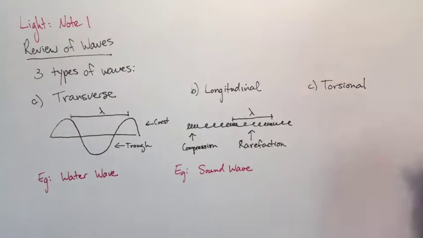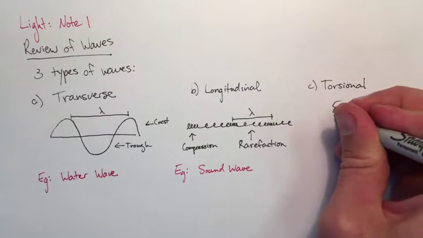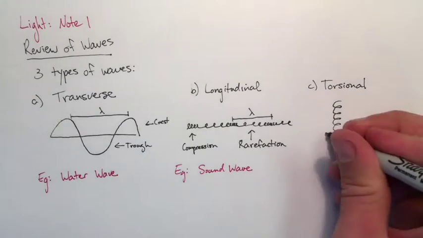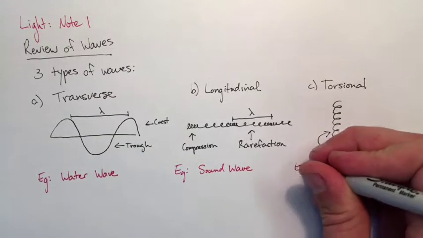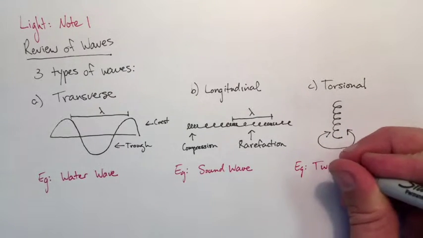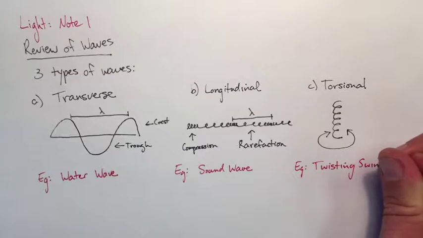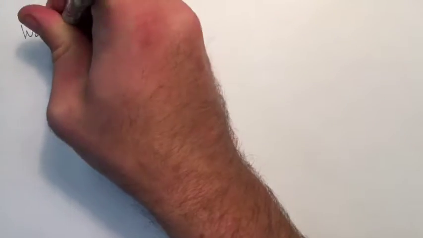The third type of wave that we would review is a torsional wave, and that's where we have some sort of twisting around the rest axis. So here we're just going to draw a spring where we might have some twisting going on. This would be something like a swing as you were a kid that you would twist around on.